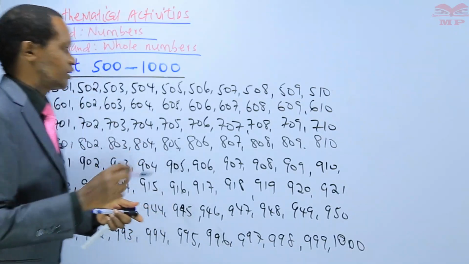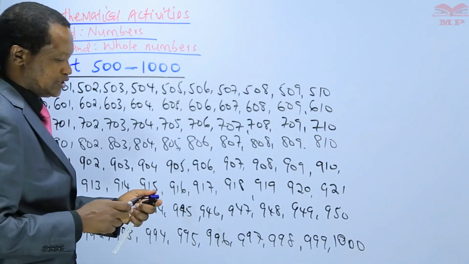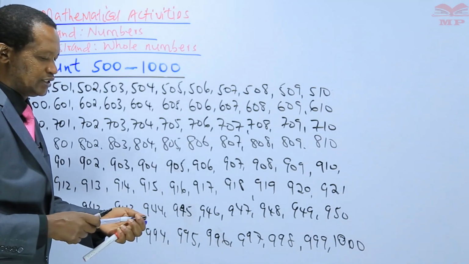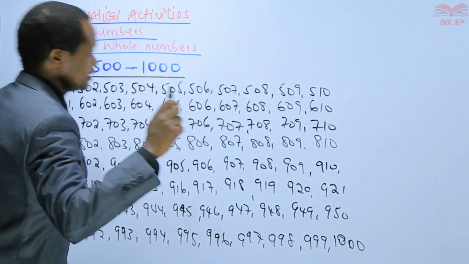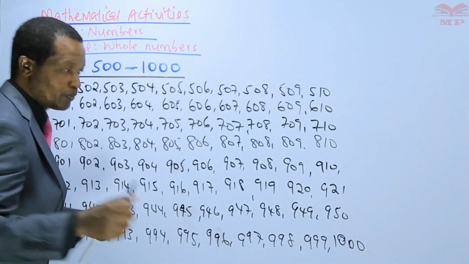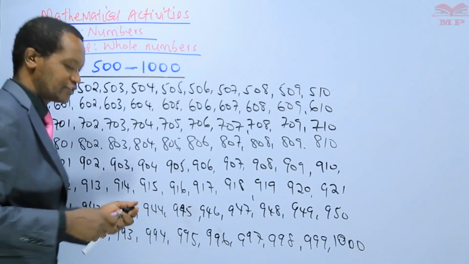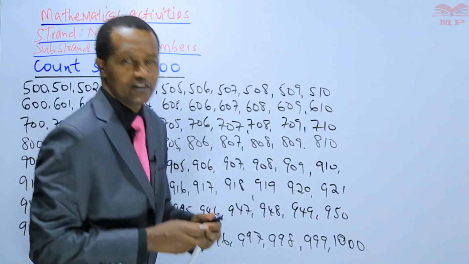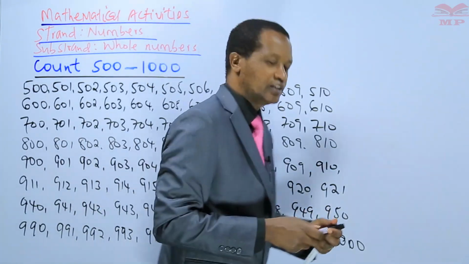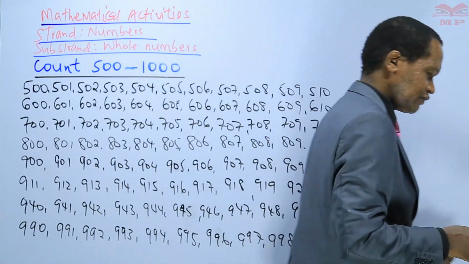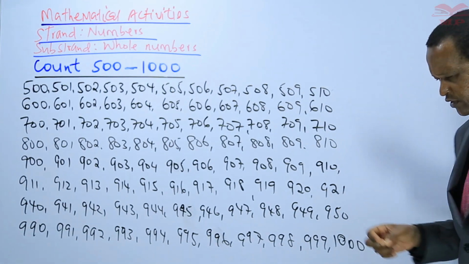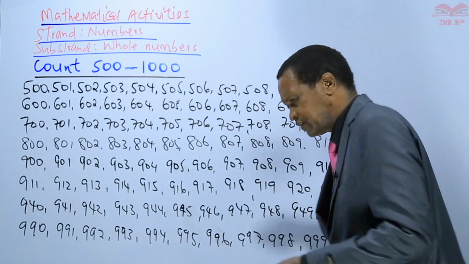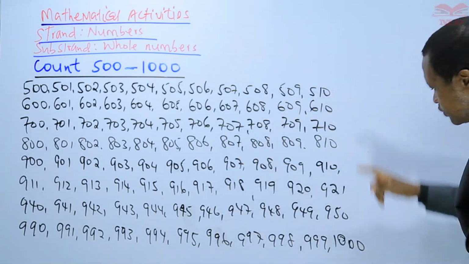So learners, I want you to practice when you are at home. Practice counting. Count from 500. Today we are counting from 500. Count when you are at home. 500, 501, 502, 503, 504, 505, 506, 507, 508, 509, 510, 511, 512 up to 1,000.